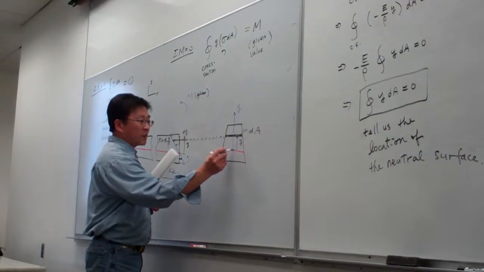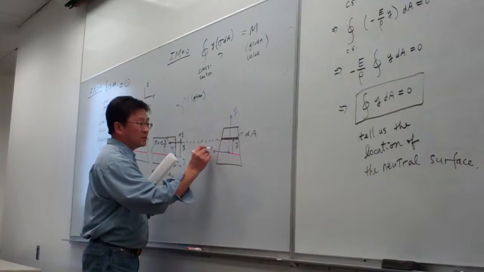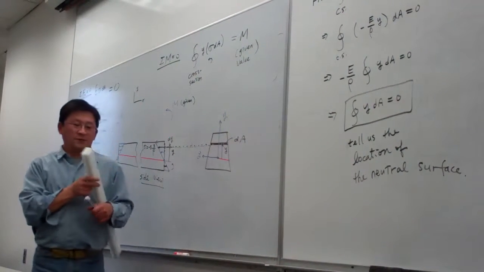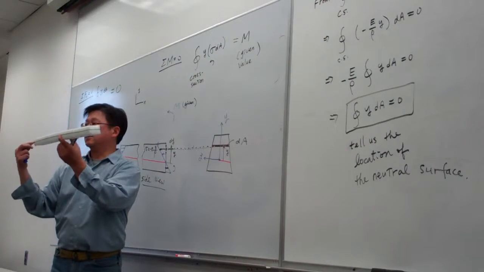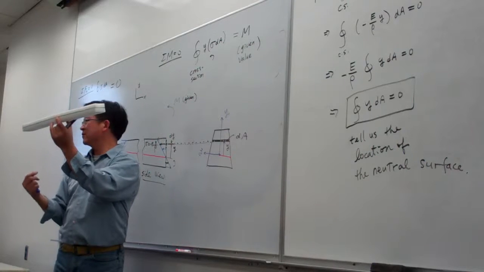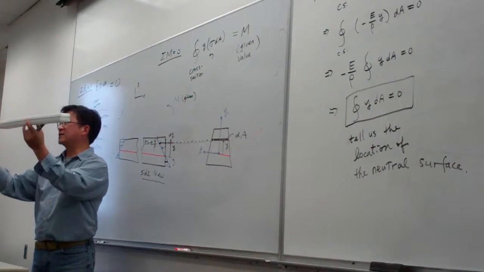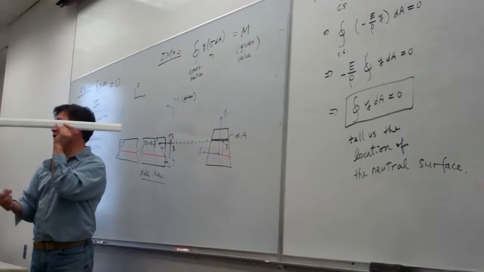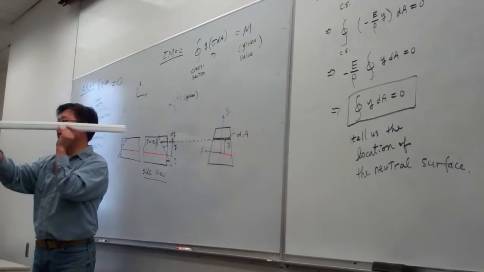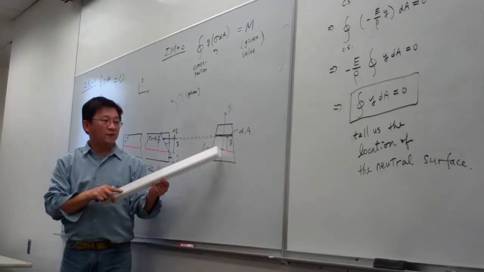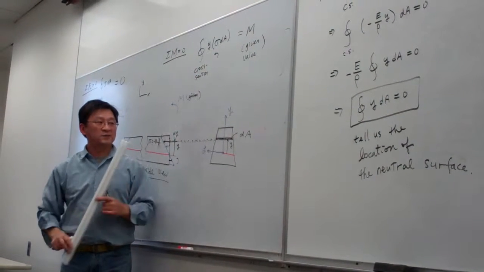Usually in our textbook, this is z, and the longitudinal direction is x. X, Y, and Z. Okay, let me do that again. X, Y, and Z. Okay? X, Y, Z. So here we have the origin on the neutral axis.